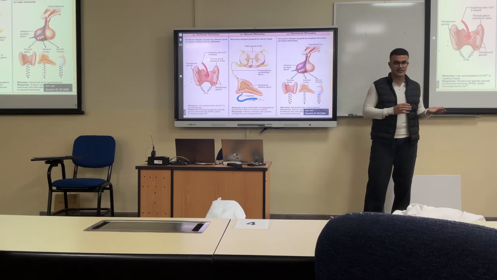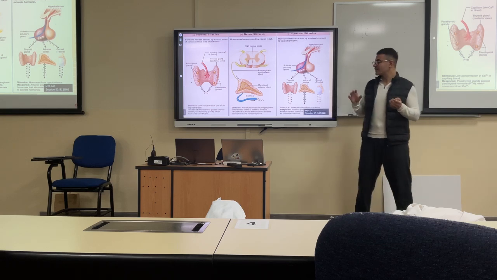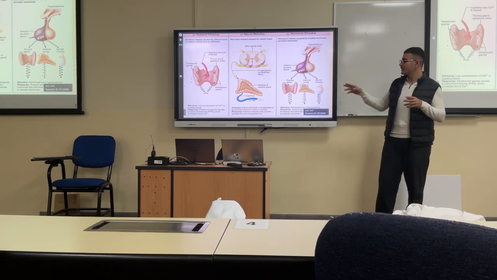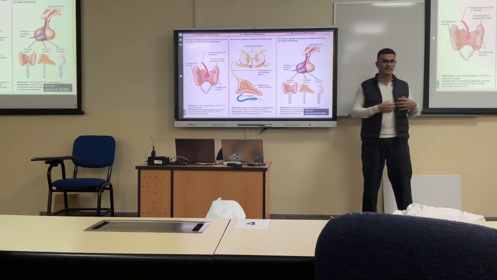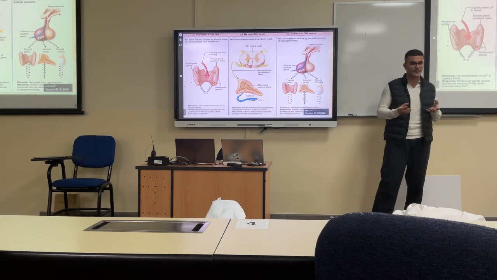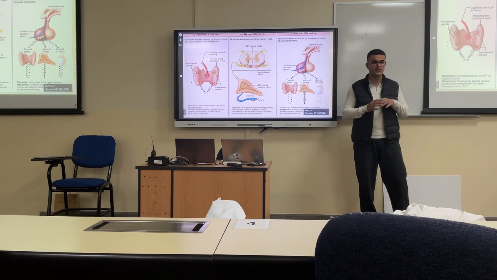Another type of stimuli is, what do we have? Neural. Neural isn't that common. We have an example here about the medulla of the adrenal gland. We're going to come to it later. We have a gland called the adrenal gland. It has a medulla. This medulla is stimulated by a neural stimulus, but it's not that common.